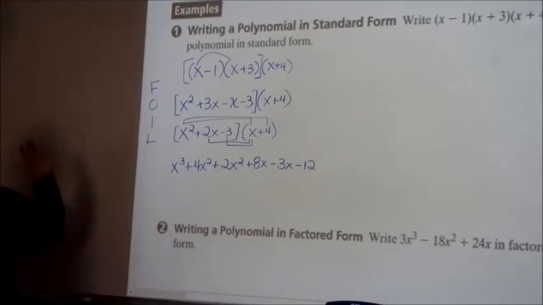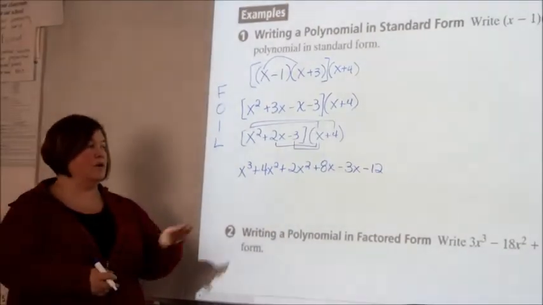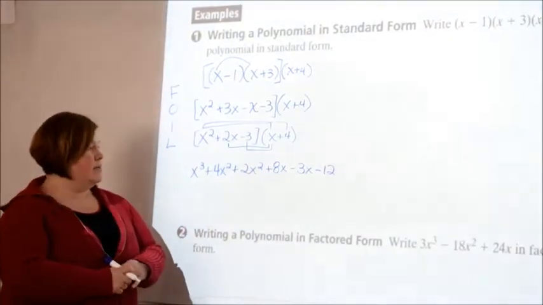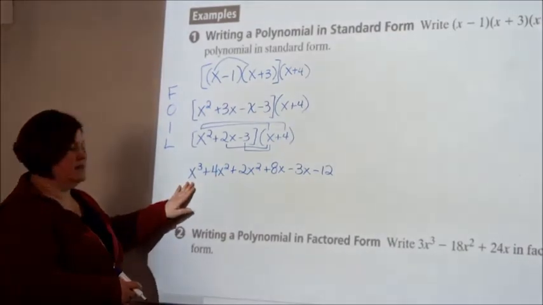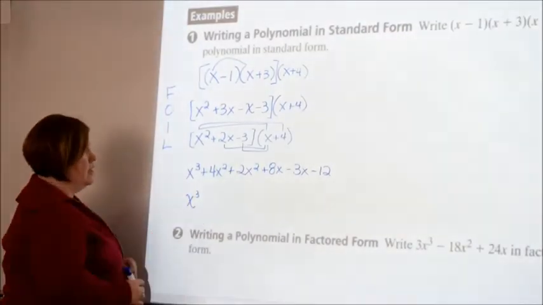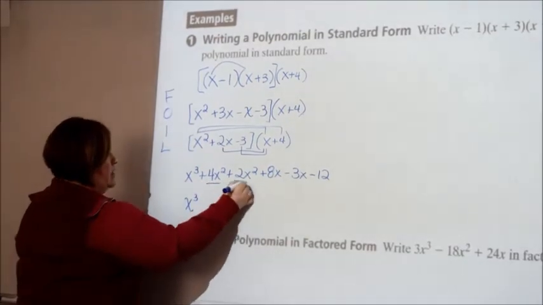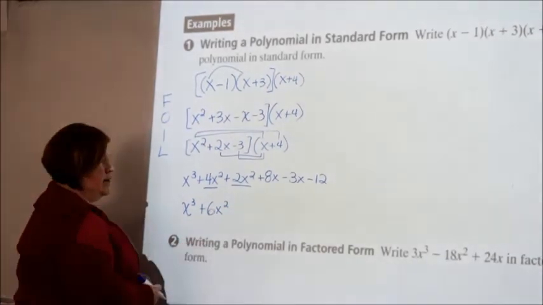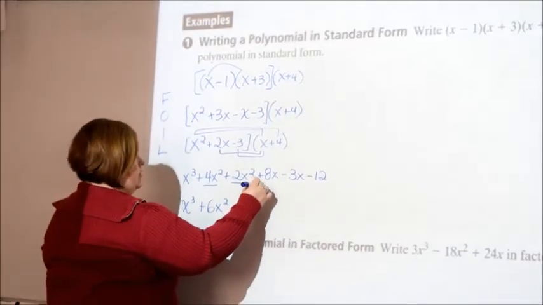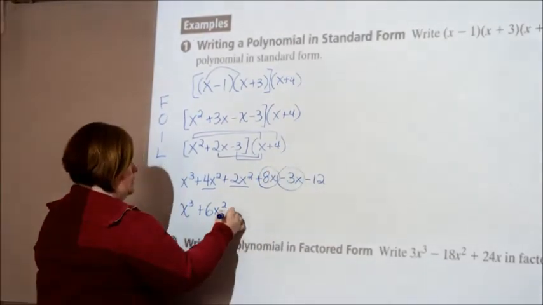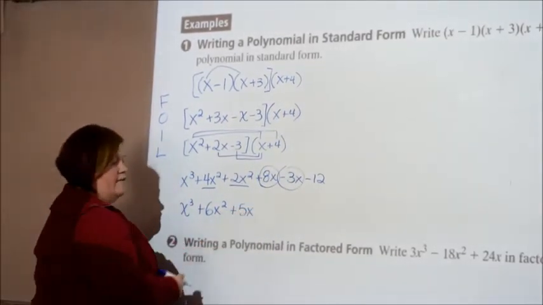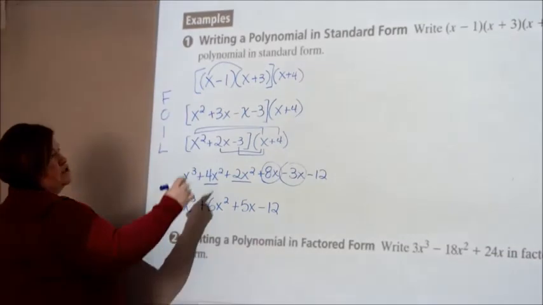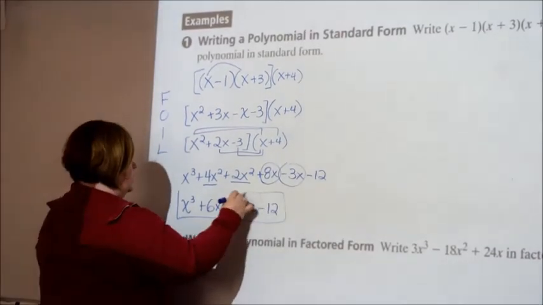So we got rid of all of our parentheses. If we want to put it in standard form, we need to get rid of all the parentheses. But now we have a whole bunch of terms. So let's see what we can combine. Well, the x cubed only has an x cubed, so that stays all by itself. But we have 4x squared and 2x squared that we can combine to get 6x squared. We also have an 8x and a -3x. If we combine those, we get a positive 5x. And then we have our constant term here, -12. So this is our polynomial written in standard form.